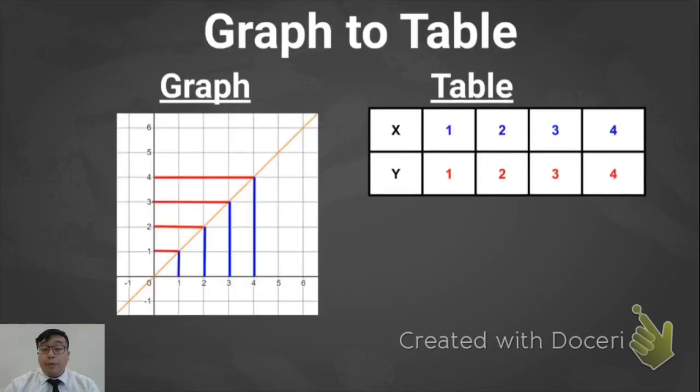So when I'm going from the graph to the table, what I need to do is find where the x and the y values are going to intersect. What x value is going to match up with what y value?